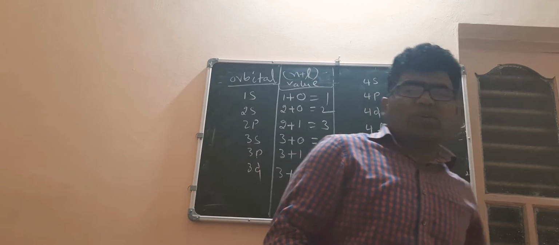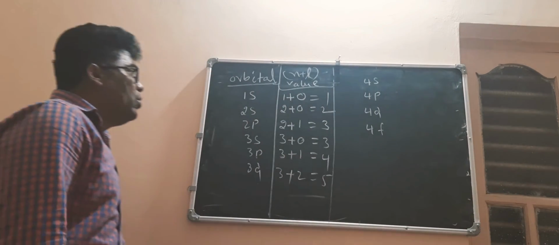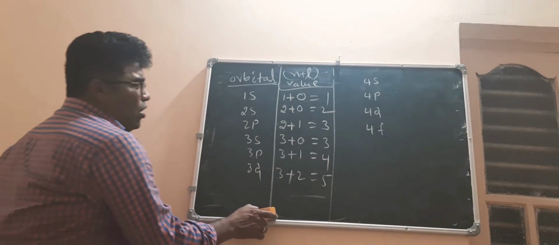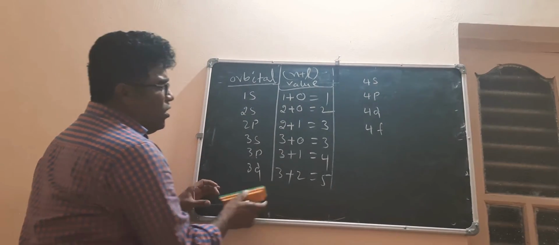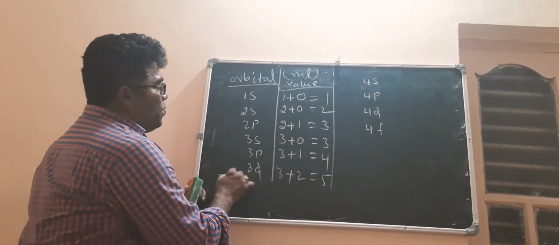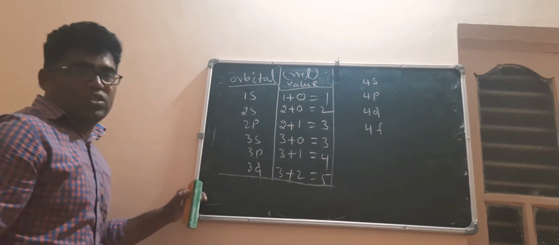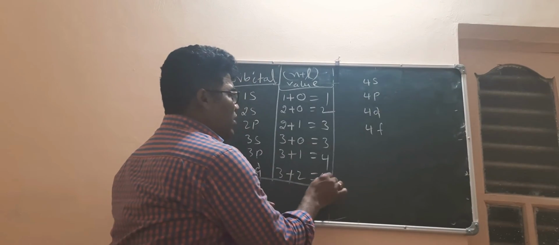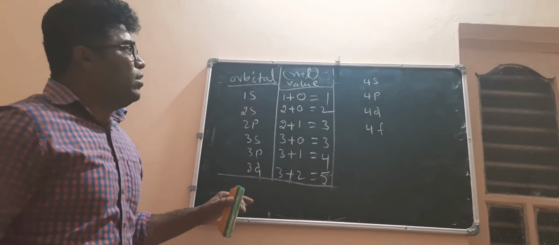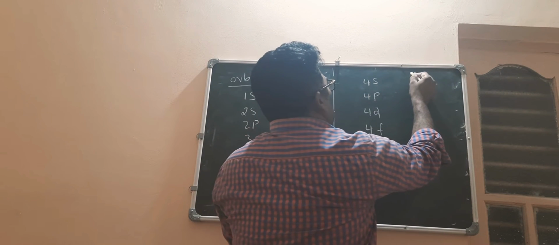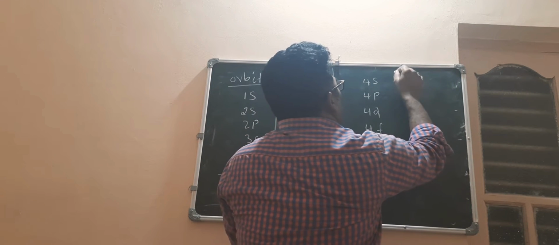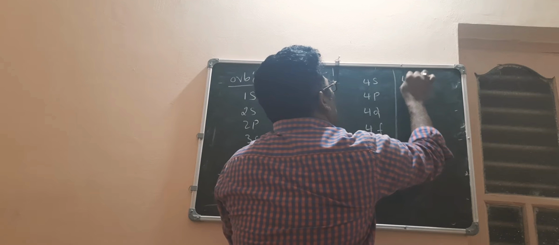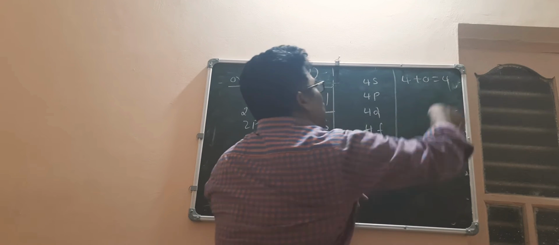To understand electronic configuration, you need the Aufbau principle. So what is the Aufbau principle? Before learning the Aufbau principle, first observe this table: orbital and n plus l value. Here the n plus l value for 3d is 5. Now 4s: n plus l value, 4 plus 0, equals 4.